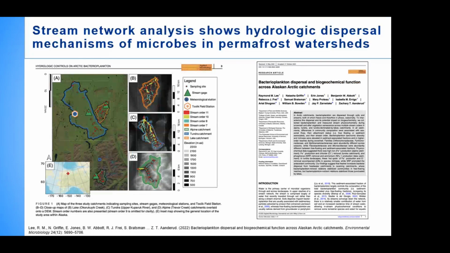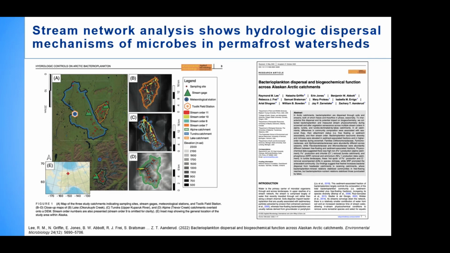So when I first got to BYU, they had done some field work, and my advisor at the time, his name was Ben Abbott, he asked me to write up the results. And so we did, and we published this paper. In doing this, we took the field data and we did a stream network analysis.